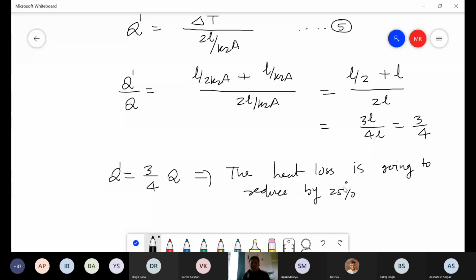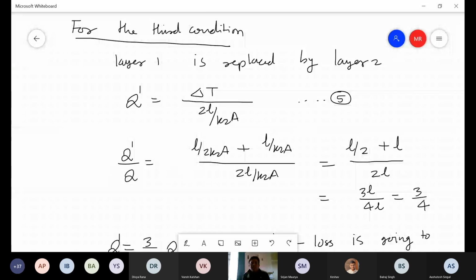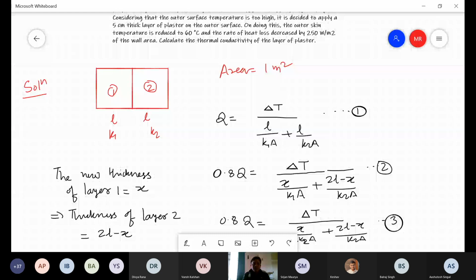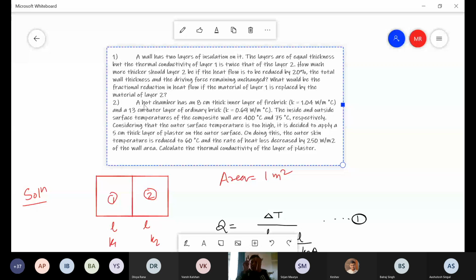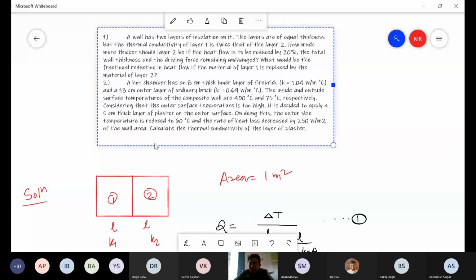So now the second question is here. A hot chamber has an 8 centimeter thick inner layer of fire brick. Thermal conductivity is given as 1.04 watt per meter degree Celsius, and a 30 centimeter outer layer of ordinary brick with thermal conductivity of 0.69 watt per meter degree Celsius. The inside and outside surface temperatures of the composite wall are 400 degrees Celsius and 75 degrees Celsius respectively.